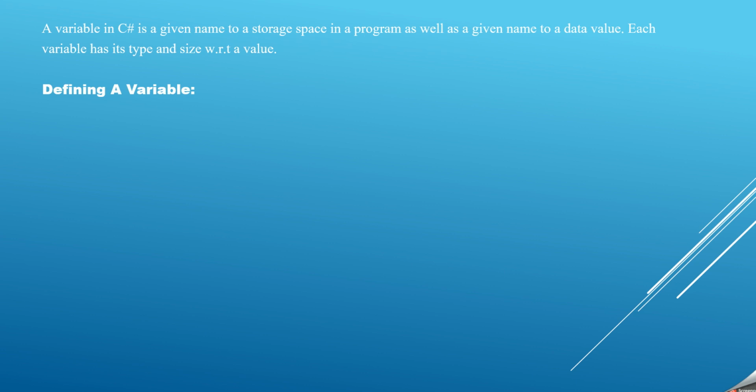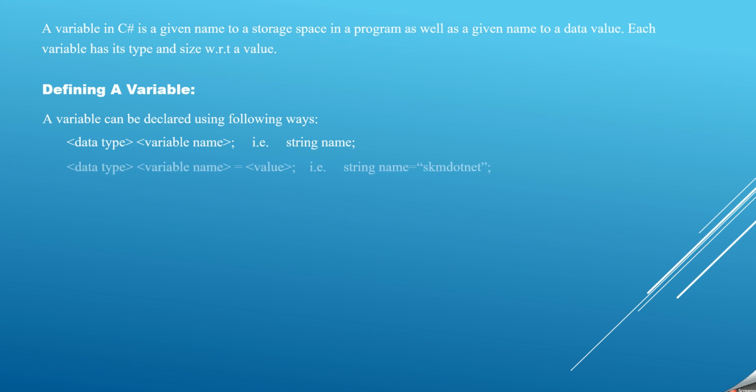Defining a variable: a variable can be declared in the following ways. There are two ways probably. The first one is that you can declare a variable without assignment, and the second way is to declare a variable at the time of assignment, as well as you can assign the value while declaring a variable. So let's see it in action.